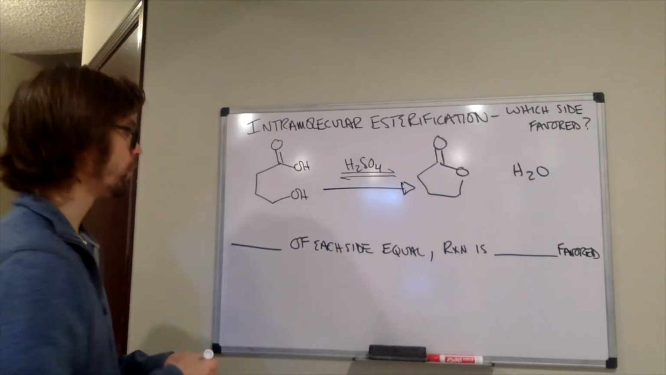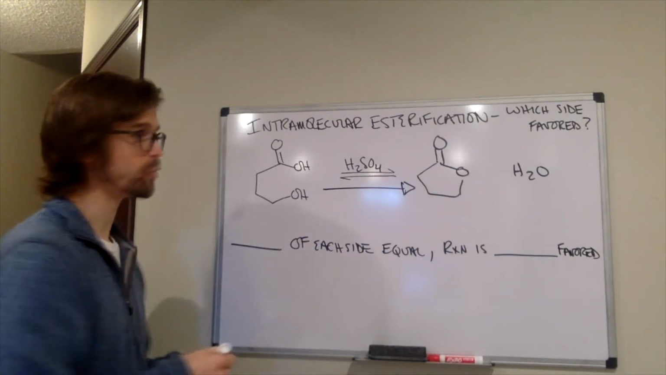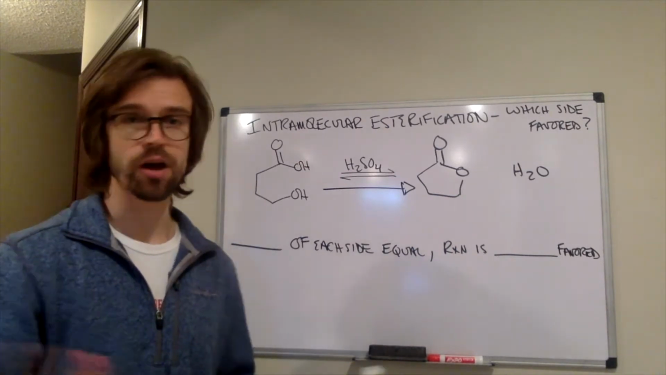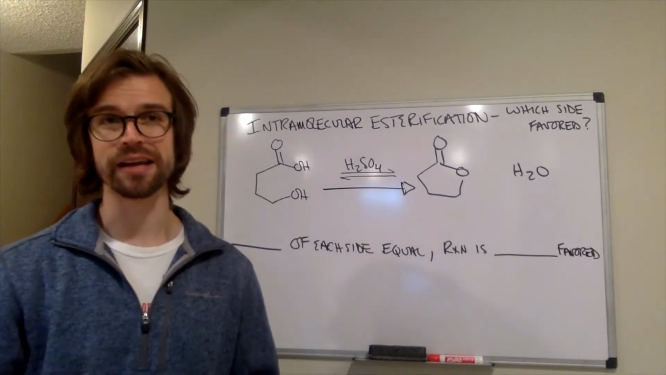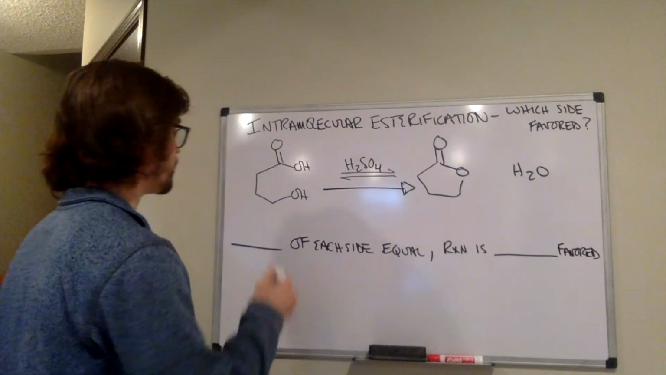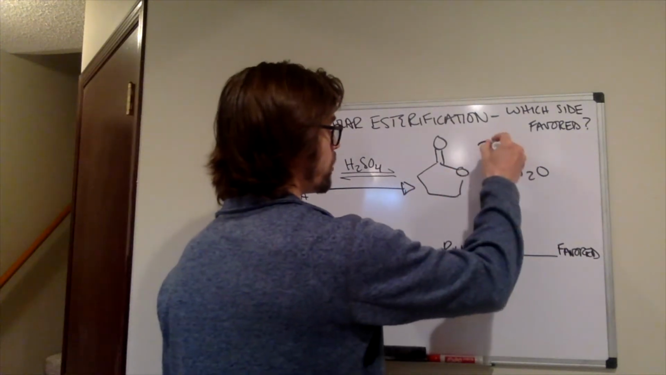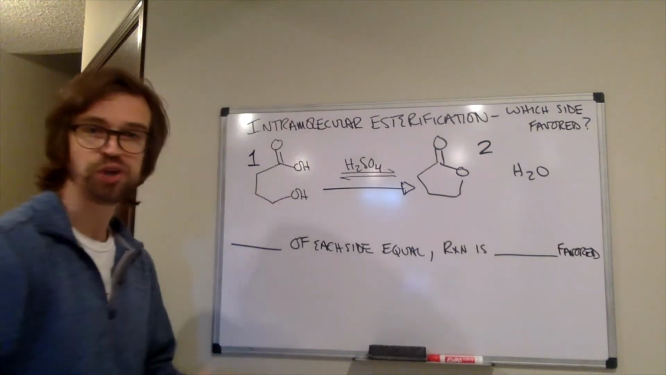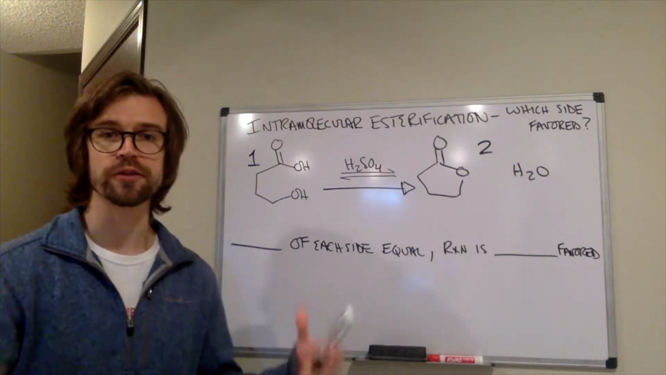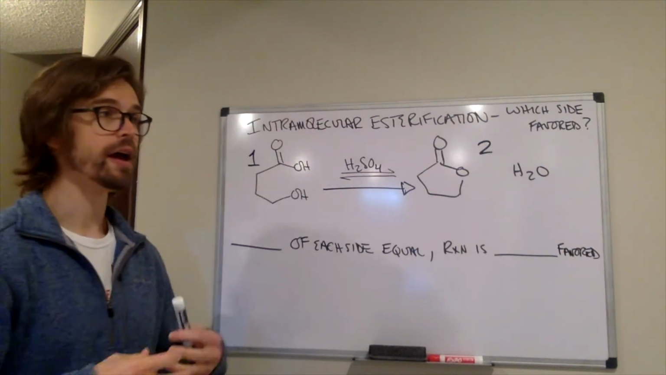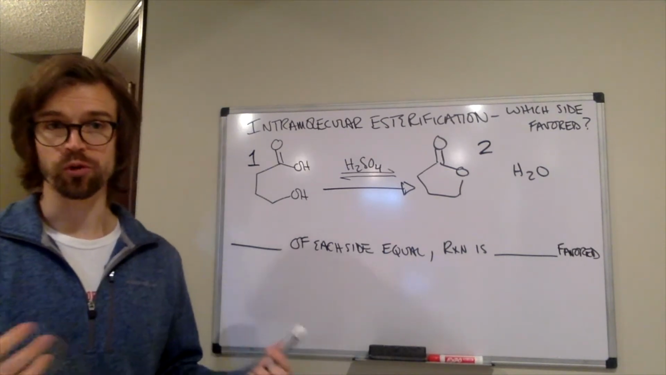Why is that? Well, enthalpy is equal, but entropy favors the products. Entropy, what is that again? That's randomness. There's only one reactant on this side, and here we have one molecule there, so we have kind of doubled the amount of molecules, we've doubled the amount of stuff, and more stuff is more randomness.